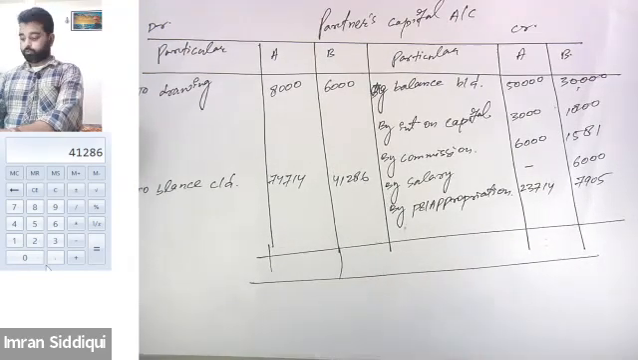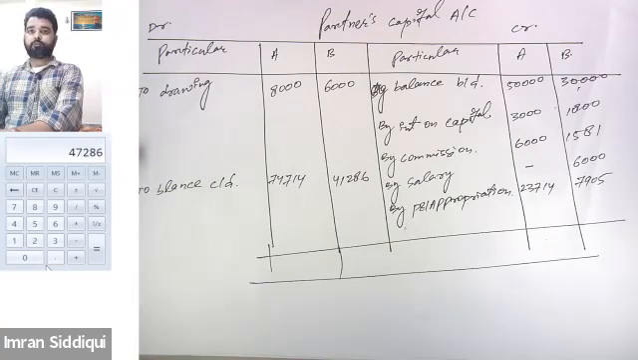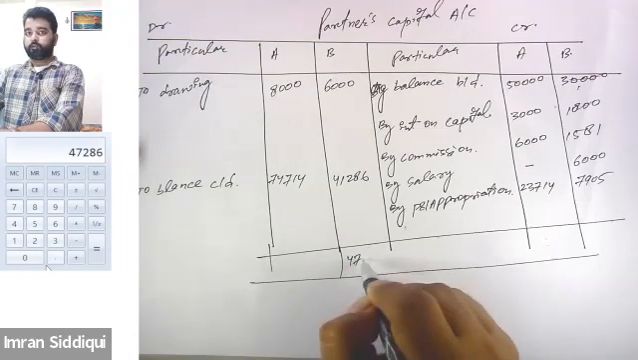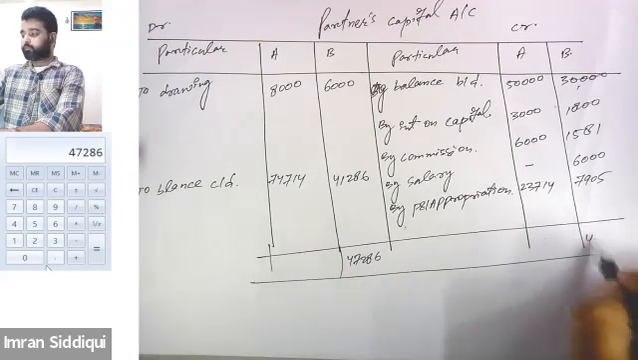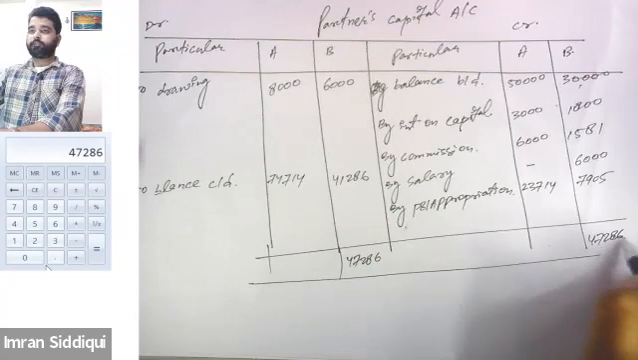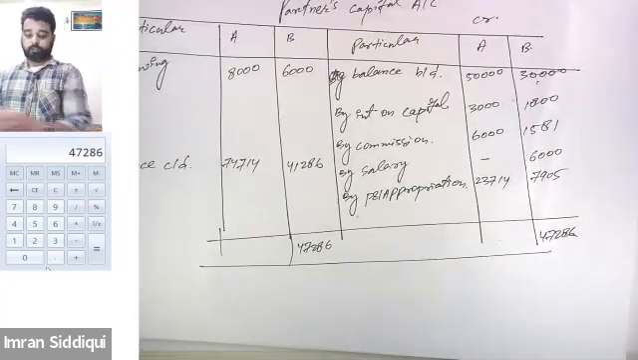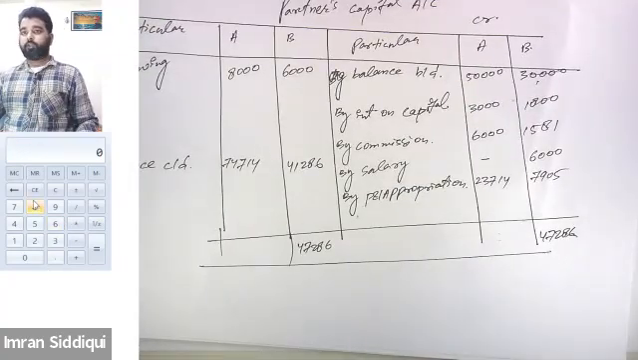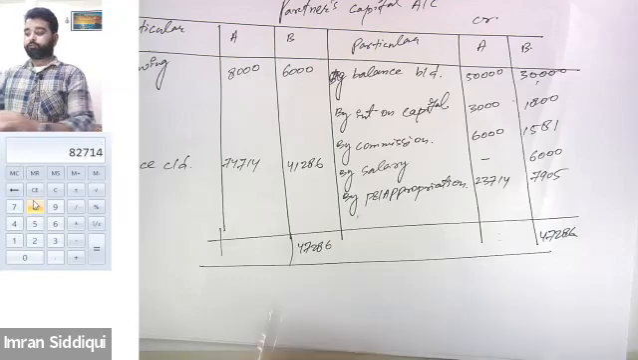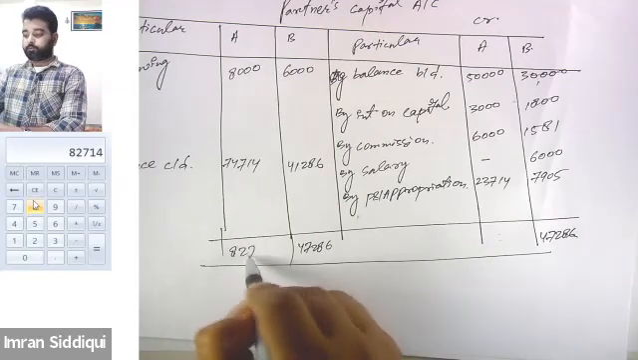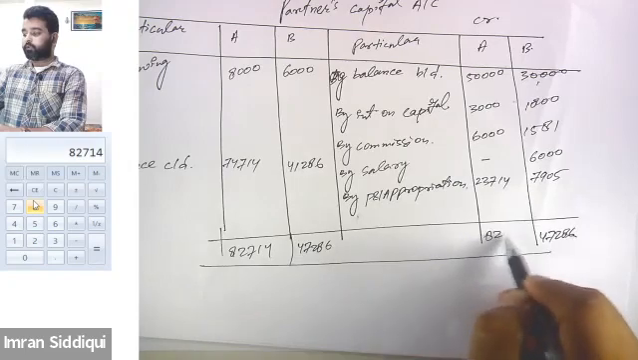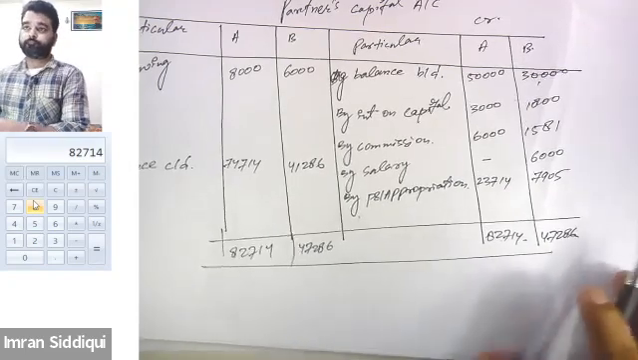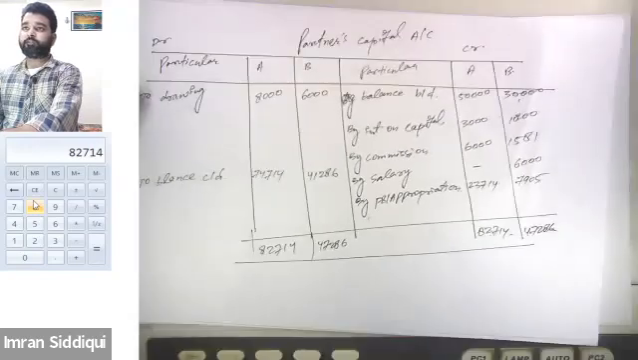So the sum total of this will be 47286 and 47286. And similarly, for A, it will be 74714 plus 82714, 8274. So this is how we will prepare partner's capital.